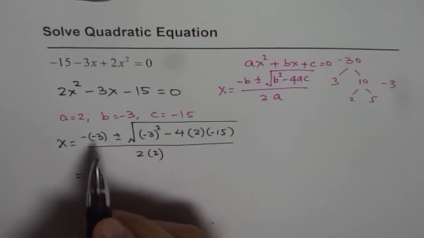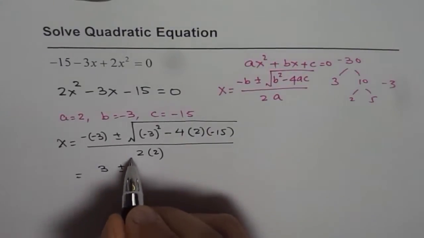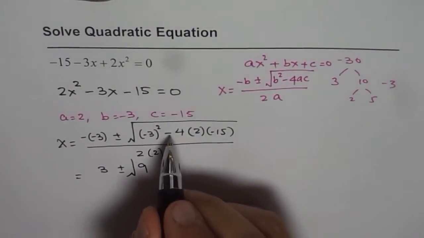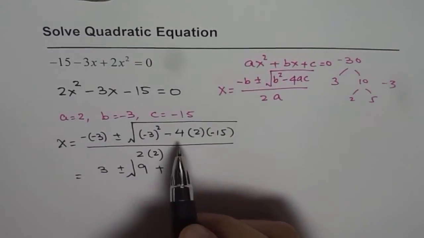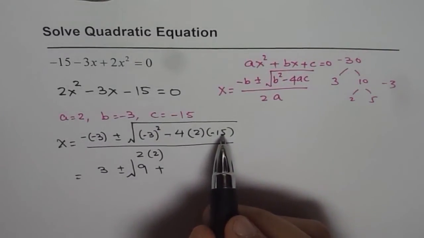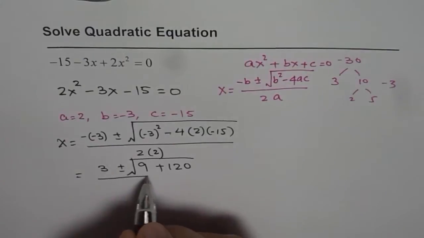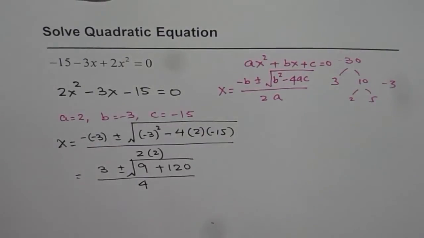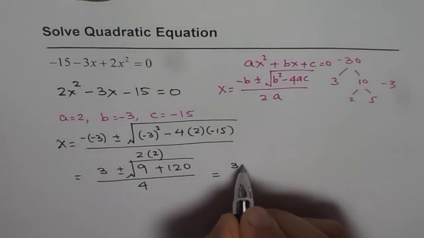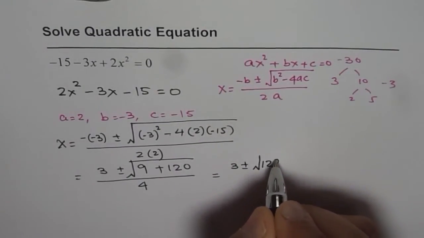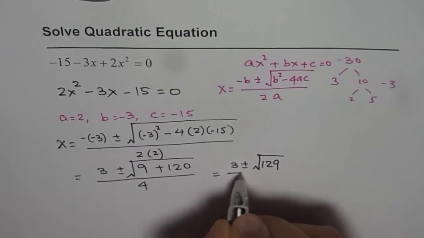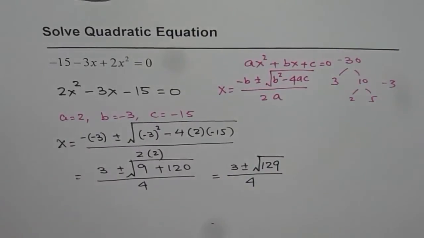So let's simplify it. Minus of minus 3 becomes 3, plus minus square root of 3 square is 9, minus and minus is plus. Now 2 times 15 is 30, 30 times 4 is 120, right? Square root of 120 plus 9, divided by 2 times 2, which is 4. Now to solve this, we can take it to the right side, or we can just do it here. So this is equals to 3 plus minus square root of 129 divided by 4.